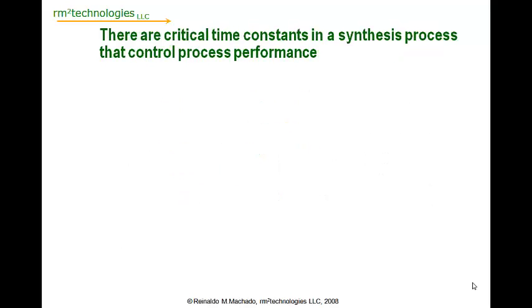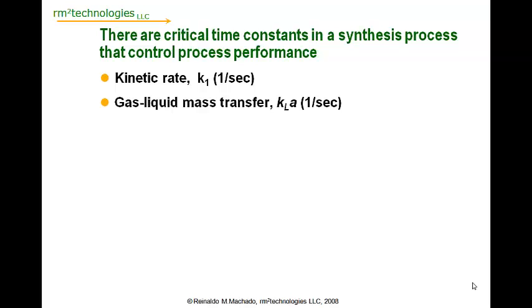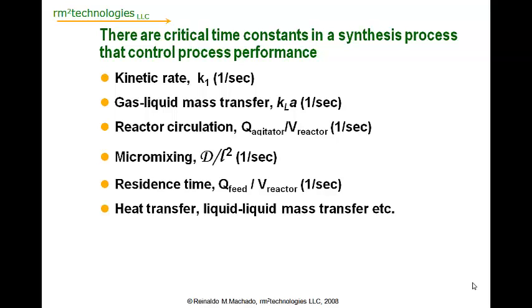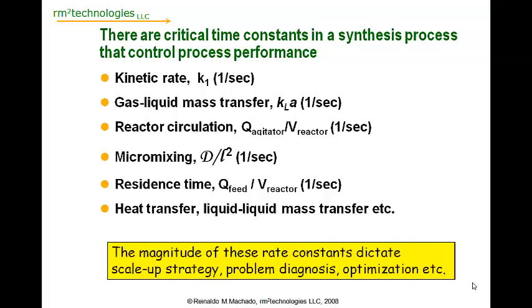There are a number of critical time constants that characterize a synthesis process. For example, the kinetic rate constant, which we're all familiar with, units of 1/seconds. In addition, we have the gas-liquid mass transfer coefficient, the circulation rate constant, which is the agitator pumping rate divided by the volume. We also have micromixing, which occurs at the scale of turbulence, and it's the diffusion divided by the micromixing length scale. There's also a residence time and a host of other mass transfer and liquid mass transfer time constants. The magnitude of these rate constants dictates scale-up strategy, problem diagnosis, and optimization. Critical is to scale up on one of those key variables.